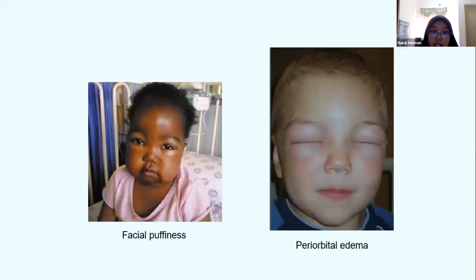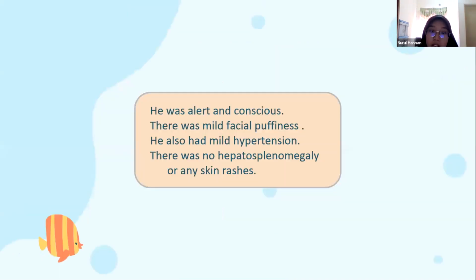So this is the picture of facial puffiness and periorbital edema. So the patient was alert and conscious. There was mild facial puffiness and also mild hypertension, but there was no hepatosplenomegaly or any skin rashes.